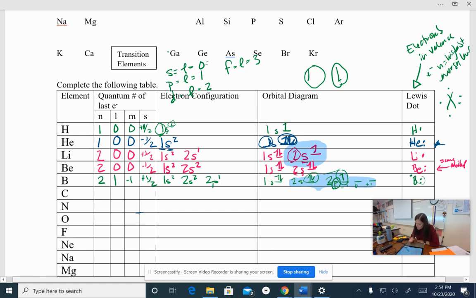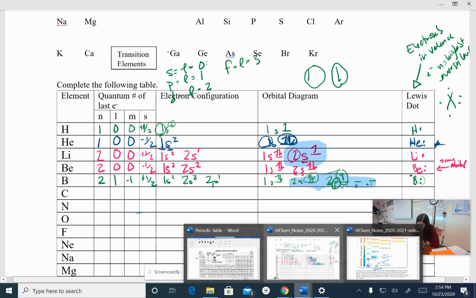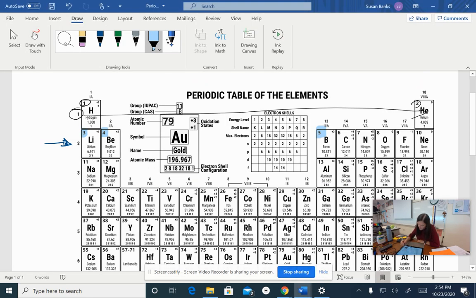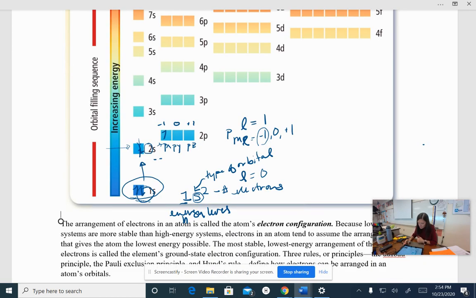Okay, so let's go and put in carbon. So if I look at carbon, I now have 6 electrons. So let's see where in the hotel analogy I need to put in this next electron. Now, all of these orbitals right here are the same energy. And remember Hund's rule.